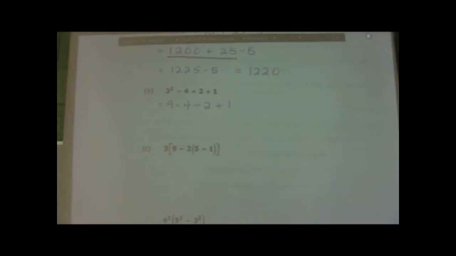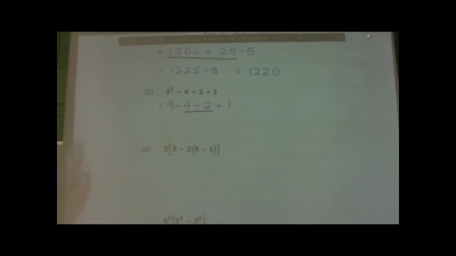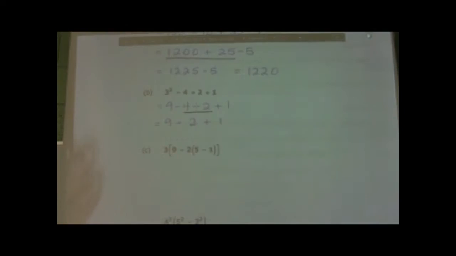Out of this, what is next? Divide. So we're going to do this division first. This is where it gets really tempting to do 9 minus 4 first, but you can't. The division has to come before any subtraction. So this is 9 minus 4 divided by 2 is 2 plus 1.